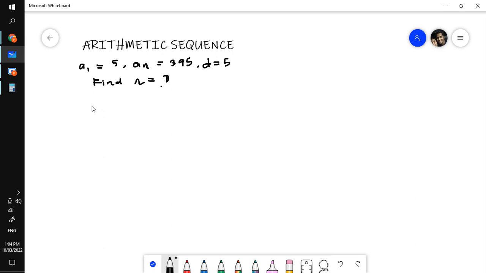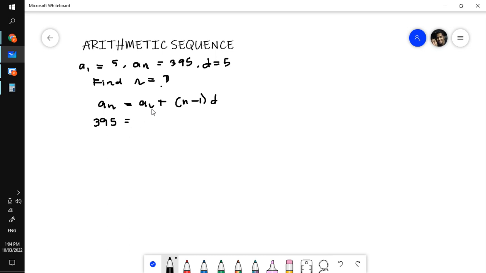Again, the general form for arithmetic sequence is a sub n that's equal to a sub 1 plus n minus 1 times d. So a sub n in here is equal to 395. So let's substitute that one.